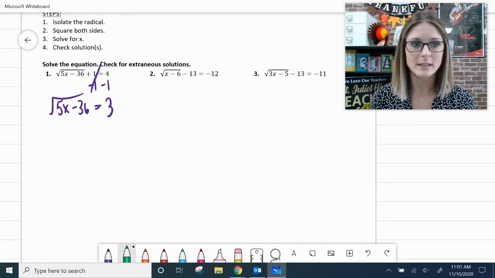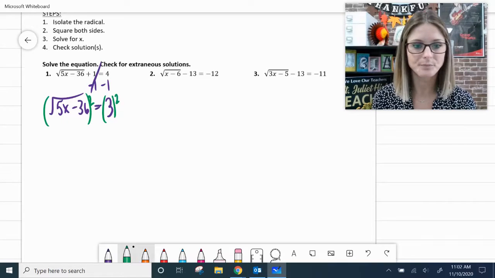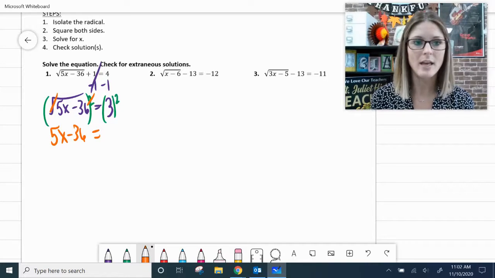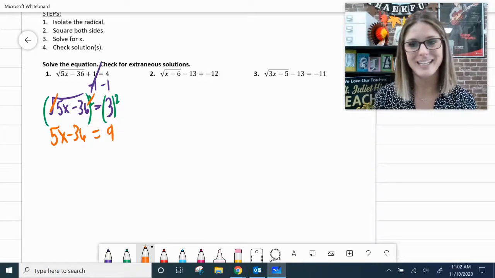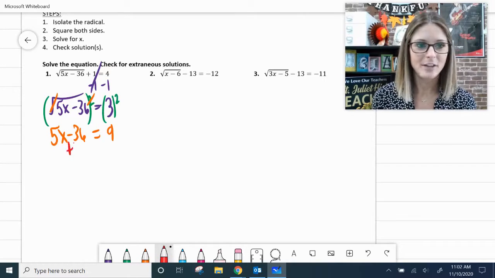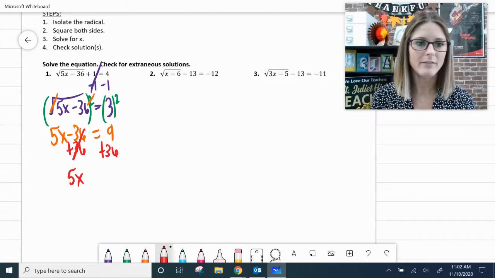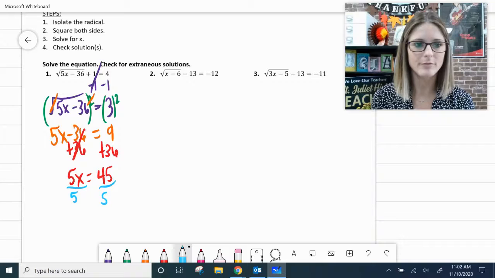So now that the radical is isolated, I square both sides to get rid of that radical. Those will cancel and give us just 5x minus 36 out of the radical, and 3 squared is 9. You can see you're almost home free. We have made it to a 2-step equation. Add 36 to both sides. 5x equals 45. Divide both sides by 5, and x equals 9.